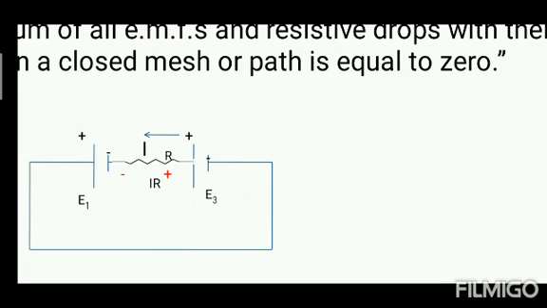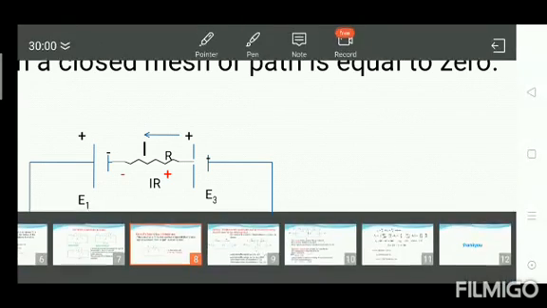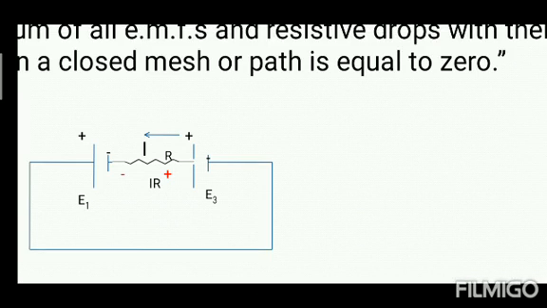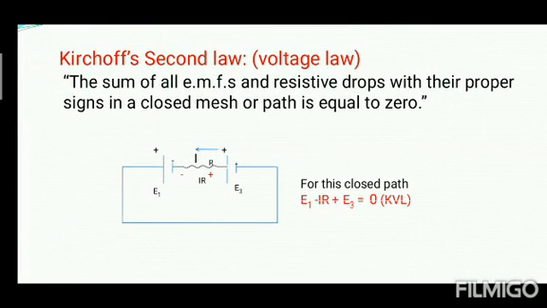And come to E3. How is E3 connected here? The positive of E3 is connected to the positive of IR. Hence again the opposite sign will come because similar terminals are connected. So already IR got a minus sign, so E3 will be positive because it is opposite to IR. Hence the algebraic sum, E1 minus IR plus E3 of this circuit, will be equal to 0. So this is what Kirchhoff's voltage law actually is.